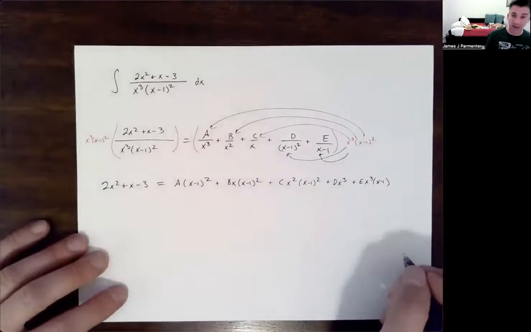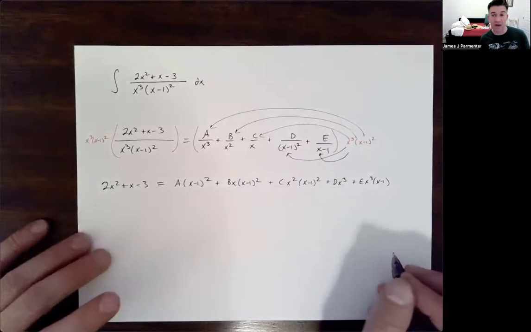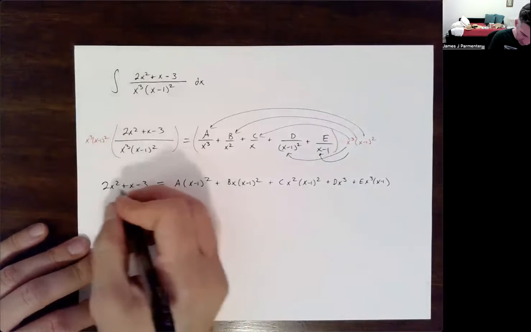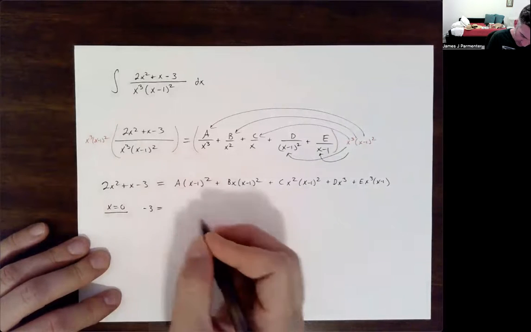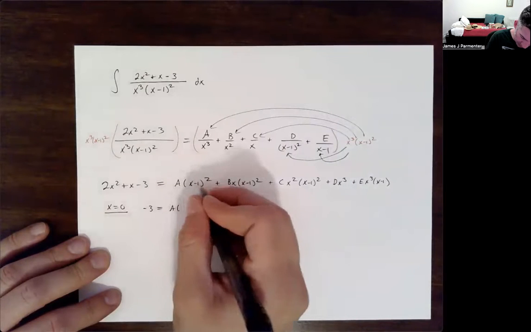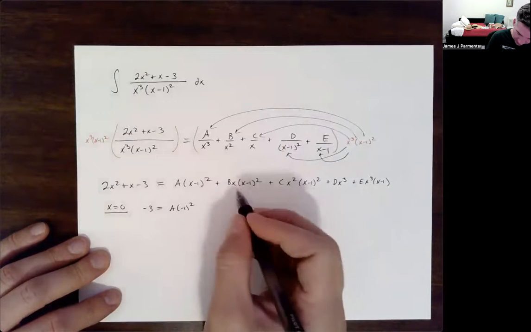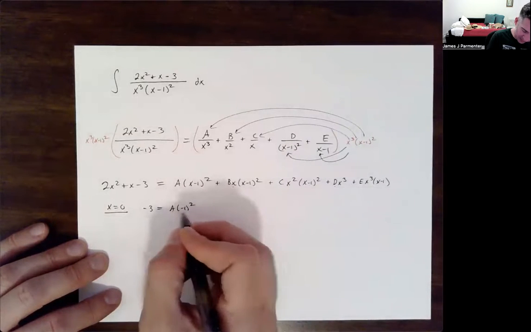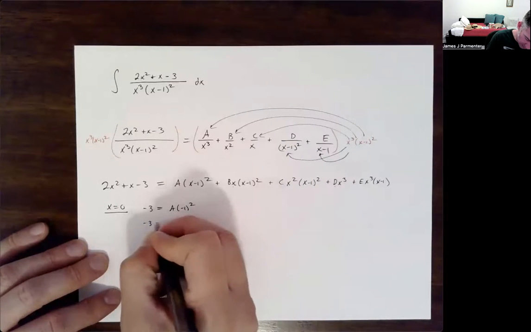All right, so let's go ahead and pick the two convenient values of x we have. We have x equal to 0, which is going to give us a negative 3 on the left, equal to a times 0 minus 1, which is negative 1 squared. That's a 0, that's a 0, that's a 0, that's a 0. So then we're getting negative 3 equal to a times 1, so negative 3 equals a.